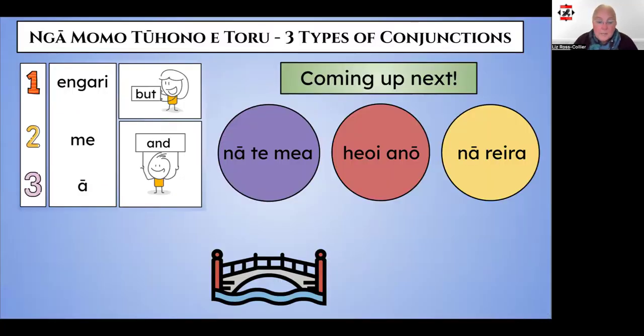Hei whakakapi māku, just to summarise. In this video we covered three conjunctions, engari, me and a, meaning but or and. Coming up next is the second video about conjunctions, where I'll be introducing you to three rerenga kōrero tūhono, conjunction phrases: nā te mea, heoi anō, and nā reira. Check out the next video to find out what they mean and how to use them in a sentence.